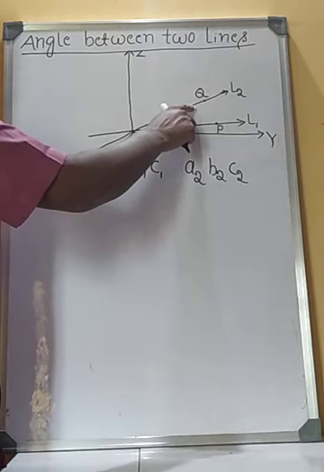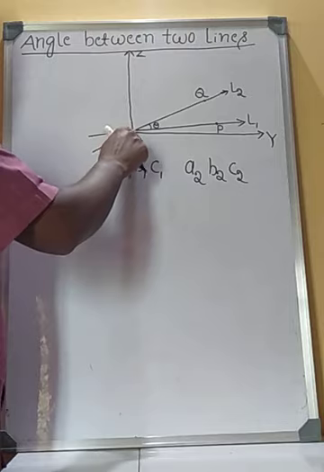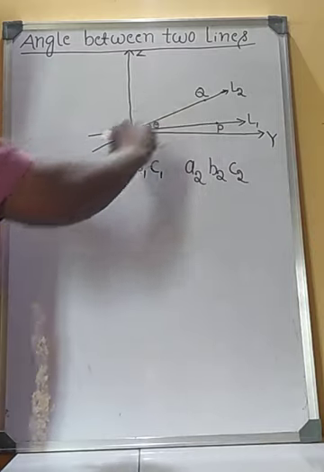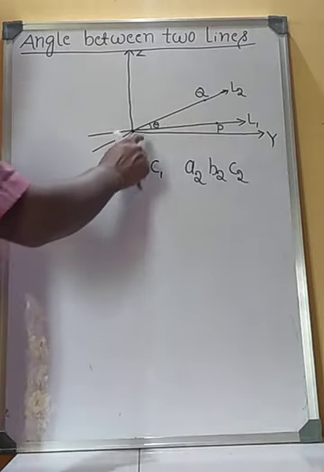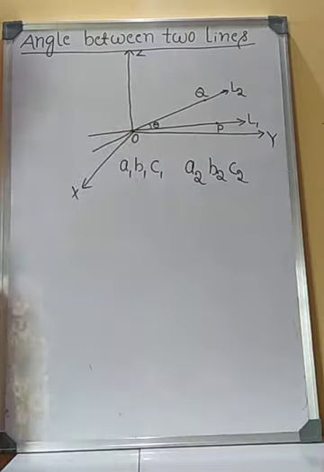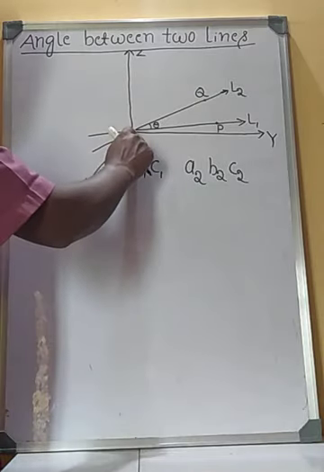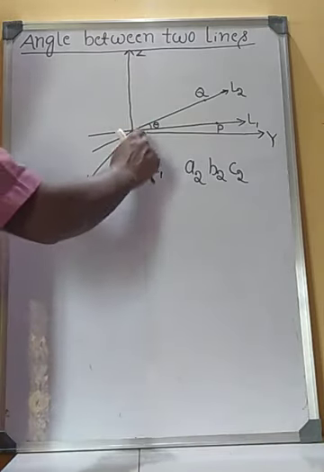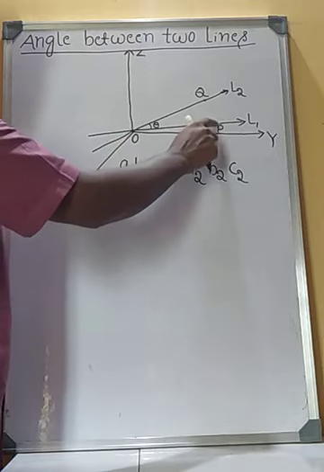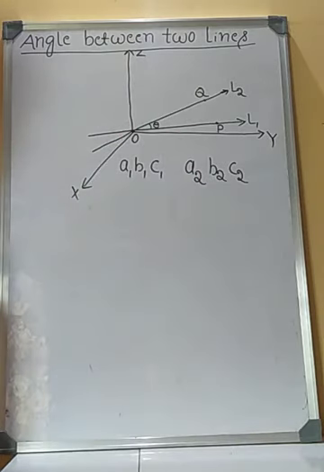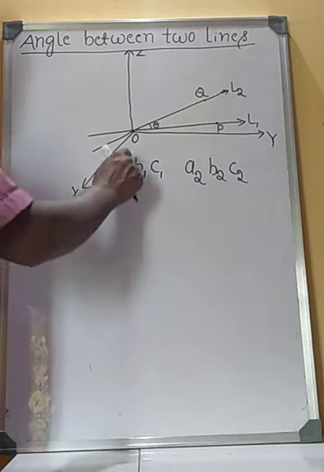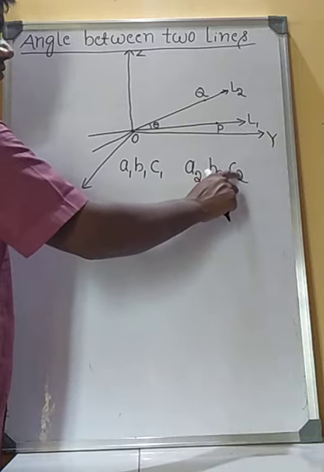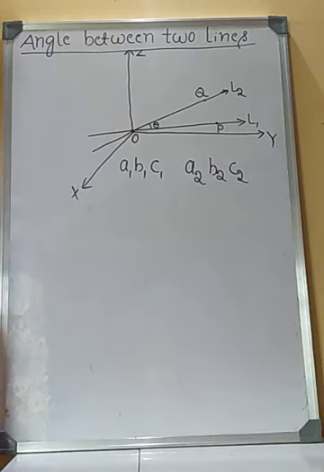Let P be a point on line 1 and Q be a point on line 2. Consider the directed lines OP and OQ as given in the figure. Let theta be the acute angle between OP and OQ. The directed line segments OP and OQ are vectors with components A1, B1, C1 and A2, B2, C2 respectively.